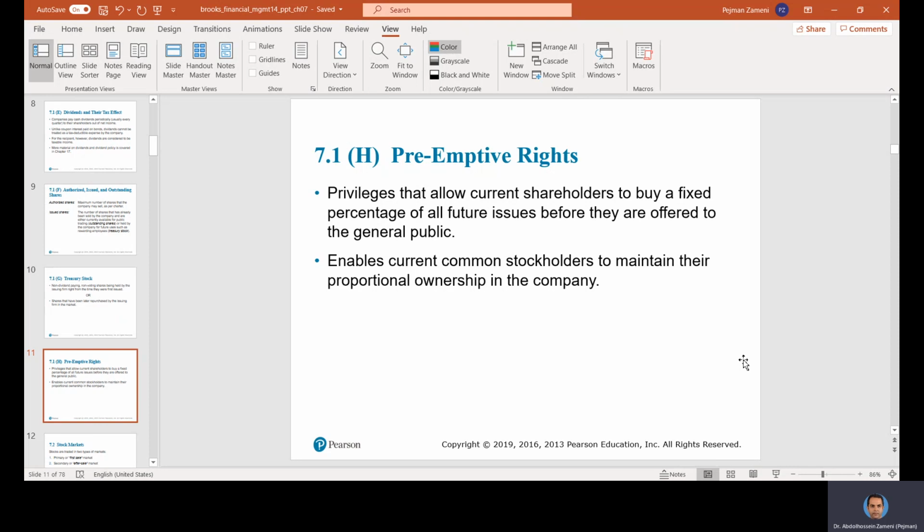Preemptive rights, or simply they call it rights. Privileges that allow current shareholders to buy a fixed percentage of all future issues before they are offered to the public. It means that these shares are first offered to the existing shareholders. This enables current common stockholders to maintain their proportional ownership in the company.